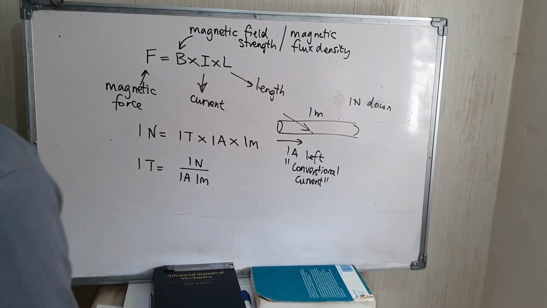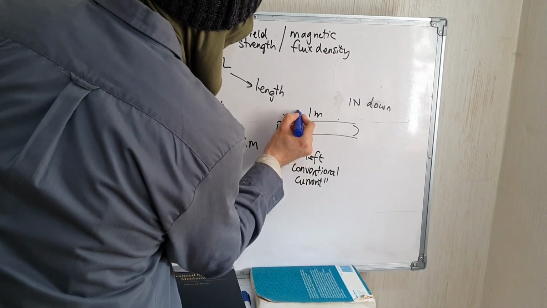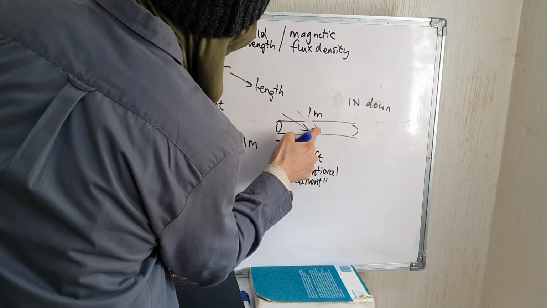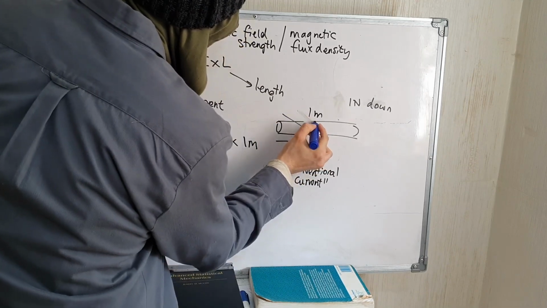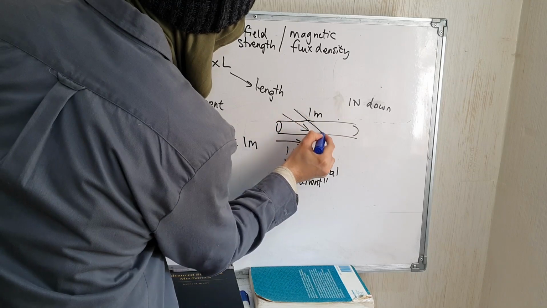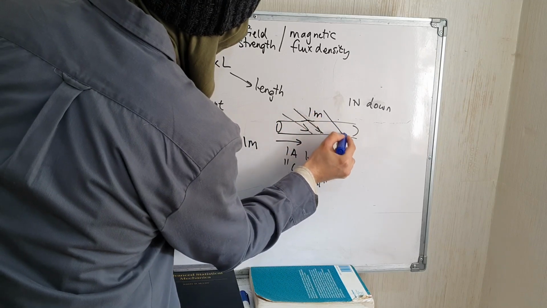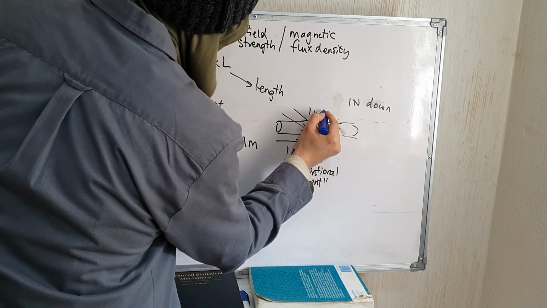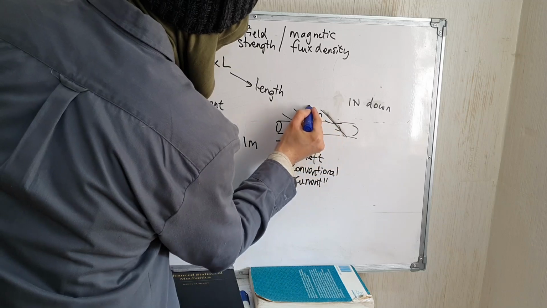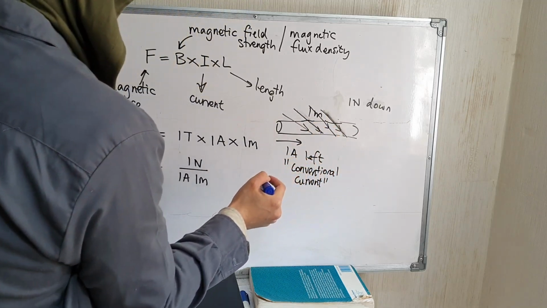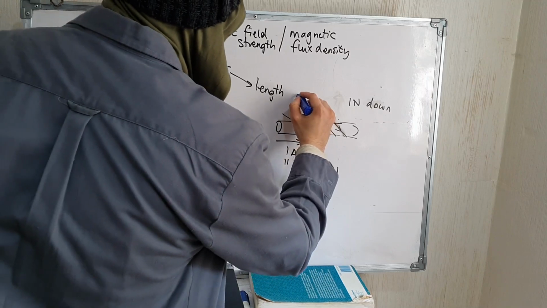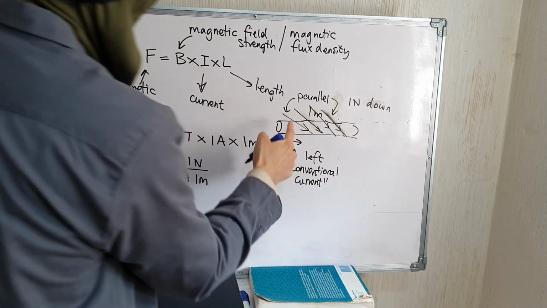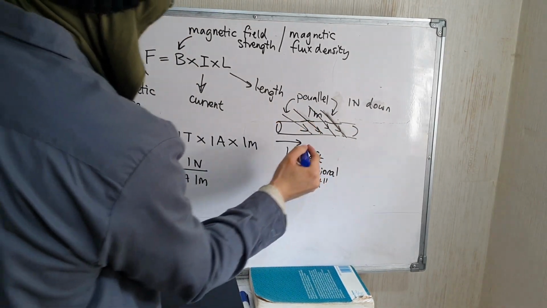All right, so let's just add a few more features. I'm just going to carry on drawing the field lines. So these are all parallel. These field lines should be parallel. I've just drawn it very messy. So these should all be parallel, okay? So these lines are parallel, magnetic field lines parallel.